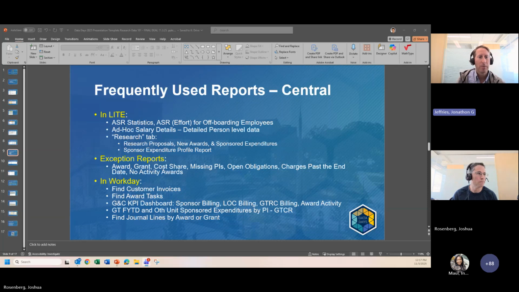Not to go into detail on effort reporting, but in light, we have two reports in particular. I want to talk about the ASR statistics. ASR stands for Annual Statement of Reasonableness. That's how, as a PI or a graduate student at the end of the fiscal year, I go in there and attest that the effort shown on that report is accurate to how I actually did my work. And we have to collect about 6,000 of those every year. So it's a big effort.